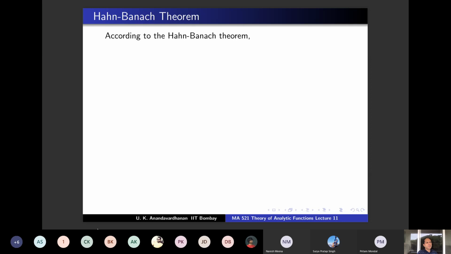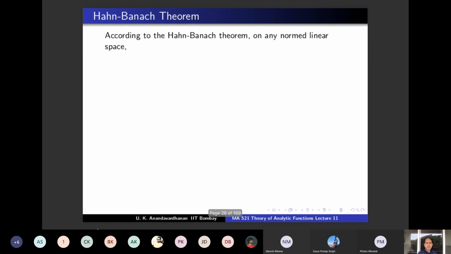you know that in a vector space there are enough linear functionals. So the dual space is an interesting object to study. Here by the dual space we mean continuous linear functionals. So first of all, you need to know that there is a rich supply of continuous linear functionals, and the Hahn-Banach theorem guarantees that.